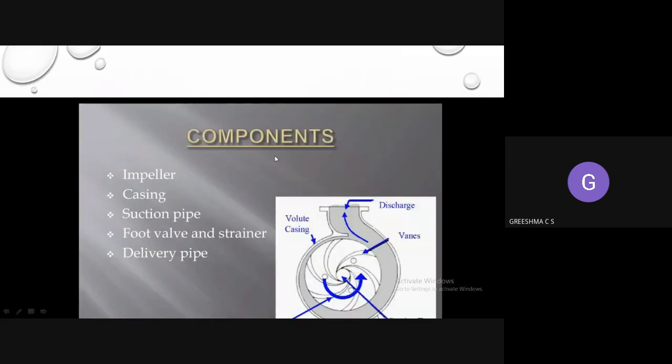Okay, so right now you can see this picture. This is a picture of the centrifugal pump. This is a cross section. So these are the veins. Here the discharge. So I will straightly go to the video now.